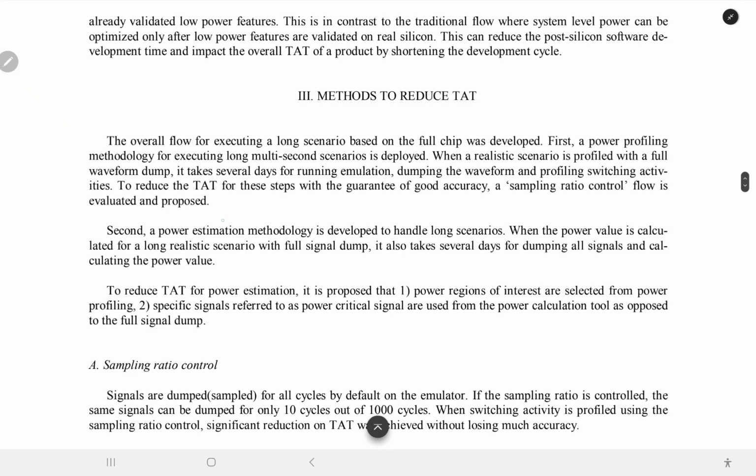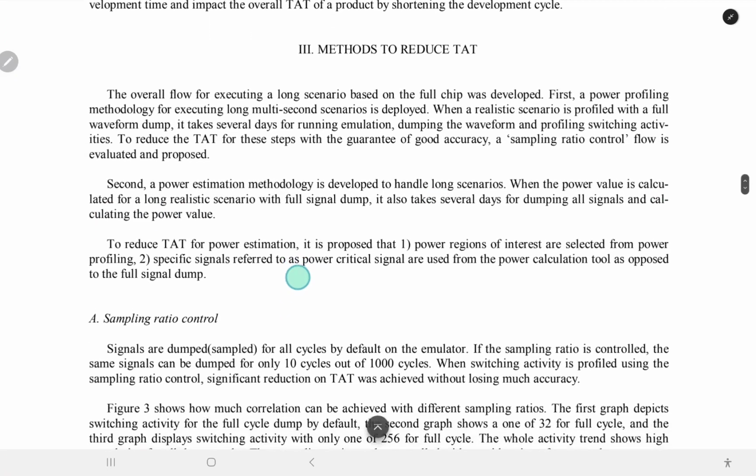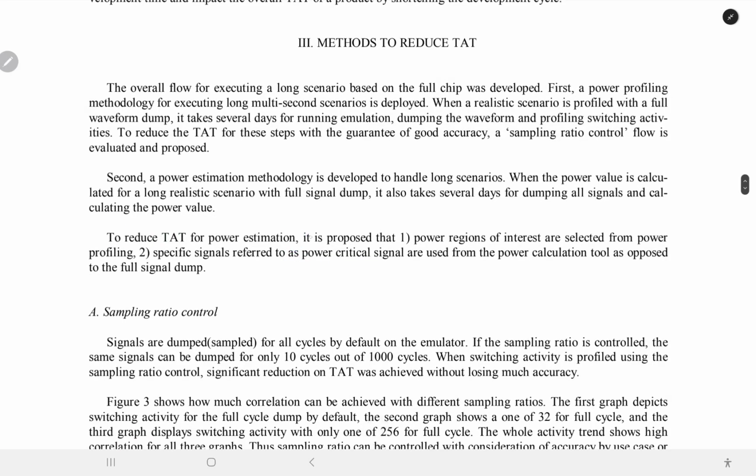Second, a power estimation methodology is developed to handle long scenarios. The power value is calculated for realistic scenarios with full chip signals. It takes several days for dumping all signals and calculating the power value. To reduce TAT for estimation, it is proposed that power regions of interest are selected from power profiling. The specific signals referred to as power critical signals are used for the power calculation tool, as opposed to the full chip level full signal dumping.